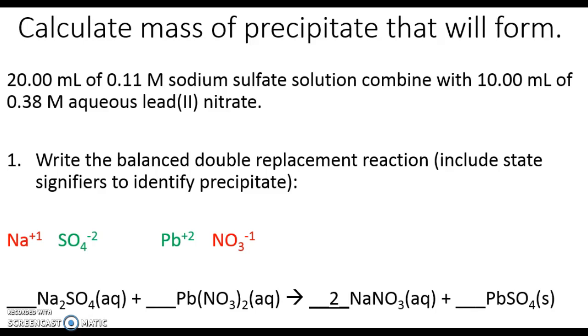However, the exceptions for sulfates include lead. And since it's an exception, it will go the opposite of the normal rule. So since the normal rule for sulfates is soluble, the rule with lead will be insoluble, which makes its state signifier solid. And then I need to include the coefficient to create the balanced chemical equation.